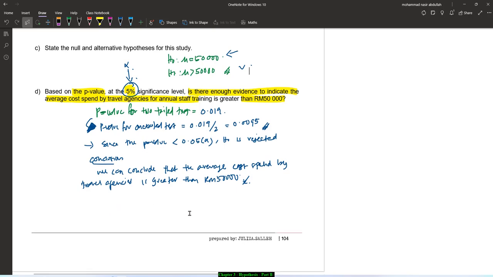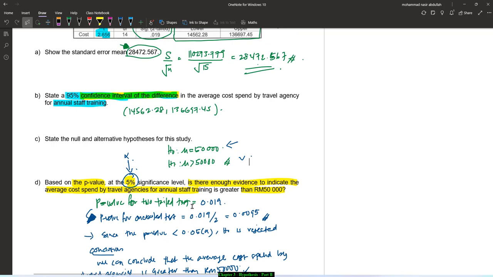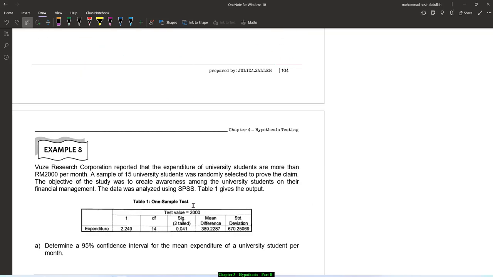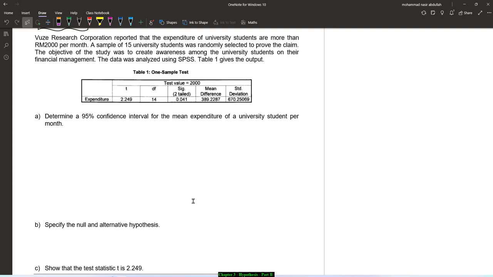Any questions so far? Don't have questions. I think it's very simple, right? So make sure you do a lot of exercises. Where do you get exercises? Download past year questions for STA 404 and try to do as much as you can, right?